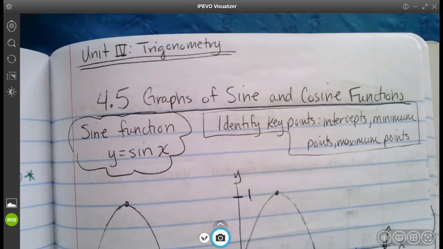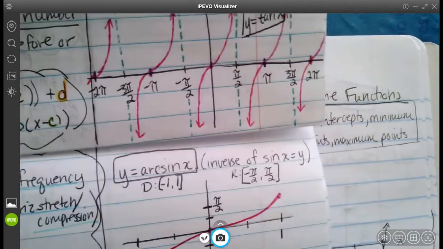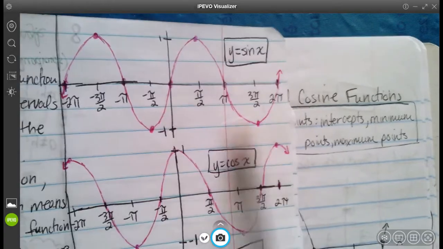In this video, we're going to cover section 4.5, graphs of sine and cosine functions, still part of unit 4, trigonometry. Just to let you know, you do have these in your foldable. We're going to be referring to them frequently. I believe it is under tab number 9, sine, cosine, and a few other ones. We're going to be focusing mostly on these two.